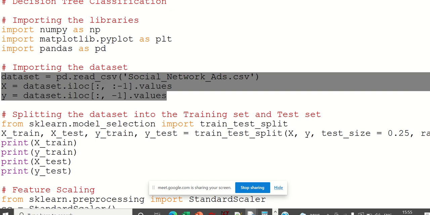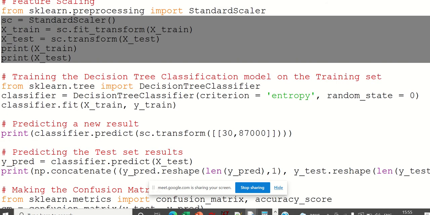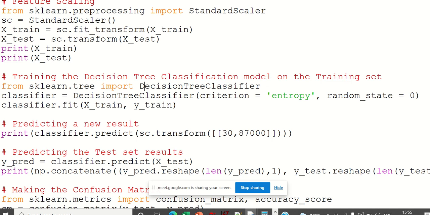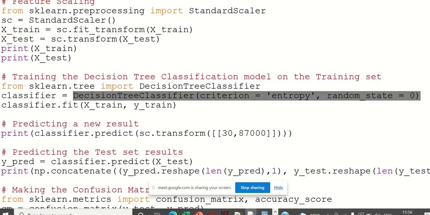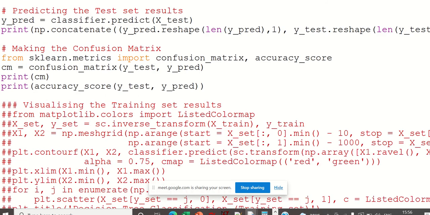First step is again same, second step is same, third step is also same. Here we are just taking decision tree classifier, that's it. Then we are passing this classifier here and we are training it. So these are the three things, that is it.